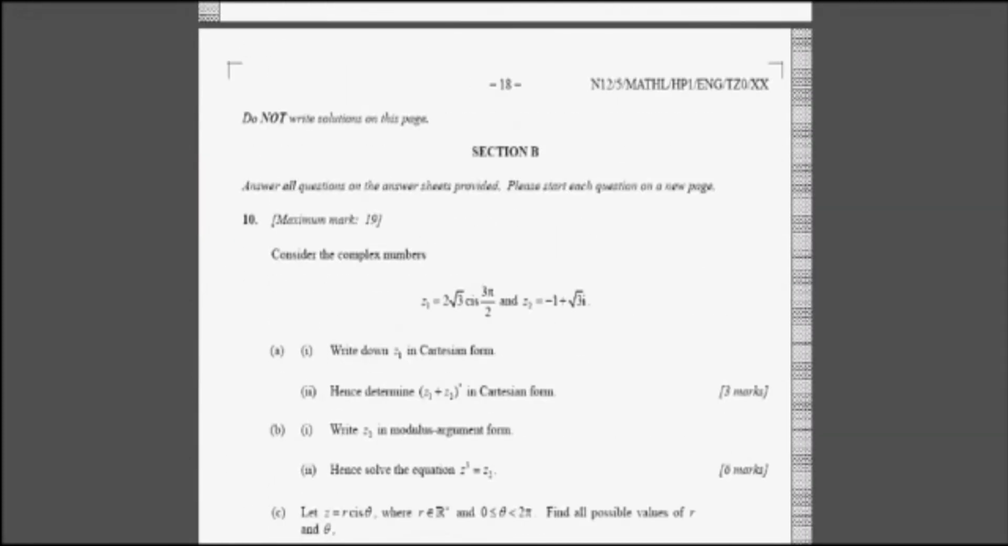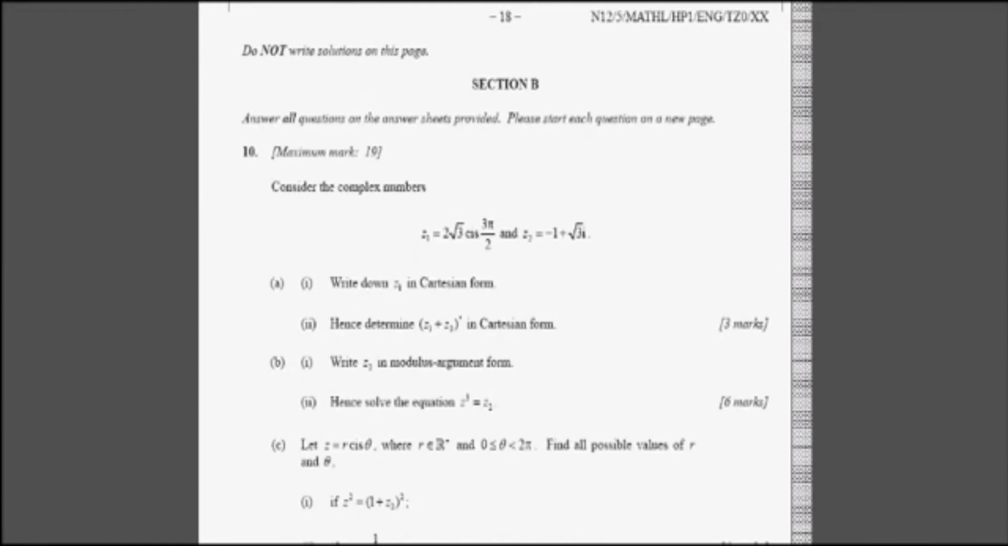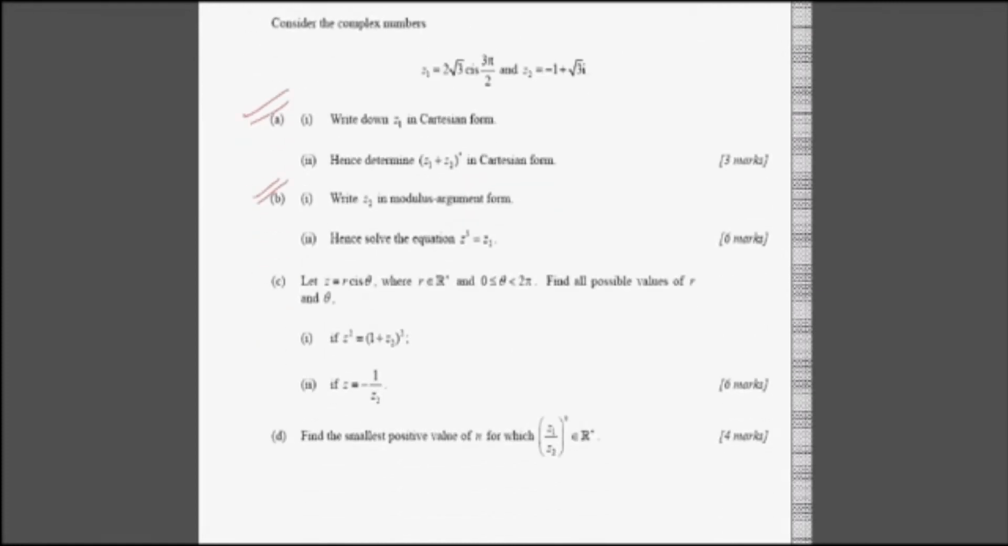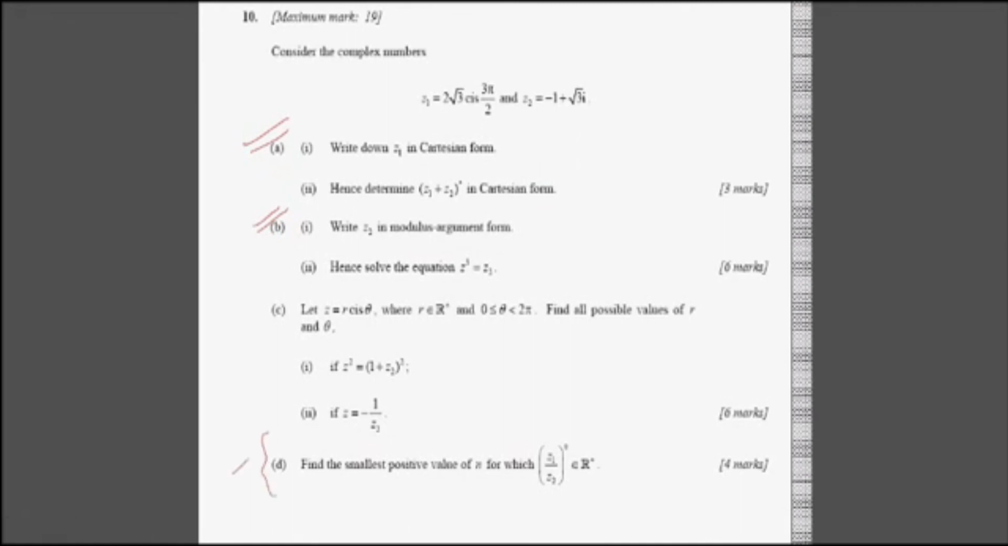Very direct question. Coming to section B, in each question of section B, the first few questions would be easier, whereas the last question would be as difficult as doing an investigation problem. Okay, that's how the questions for section B are made.